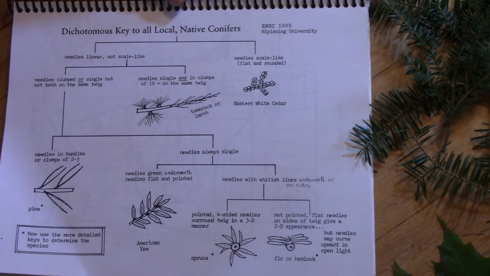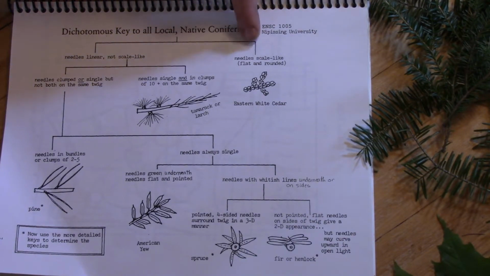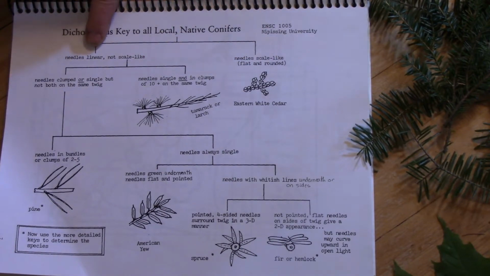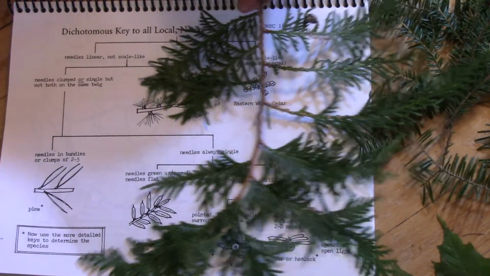A dichotomous key, di, means two. It has two options, so we get to choose. Our first one is, are the needles scale-like or are they linear? So this is a scale-like.